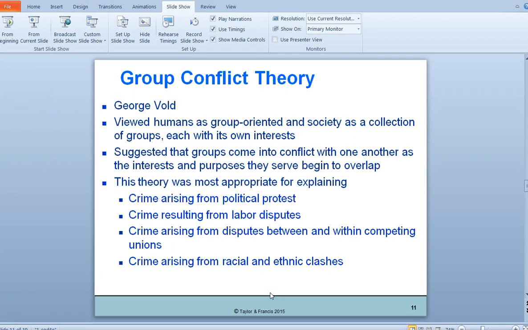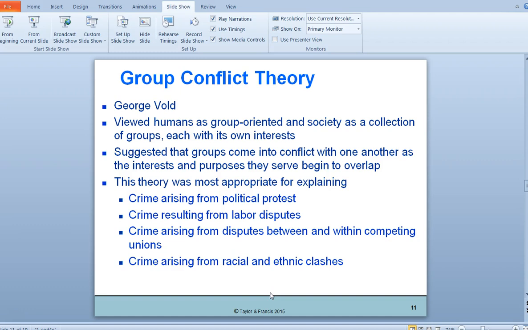George Vold, he's another name that you'll probably see a lot of as you study theory, as long as you continue. I know y'all just want to continue on with your master's and your PhD, and probably do it just in theory as much as you love this stuff. But anyway, he viewed humans as group oriented and society as a collection of groups, each with its own interest, and suggested that groups come into conflict with one another as these interests and purposes they serve overlap.